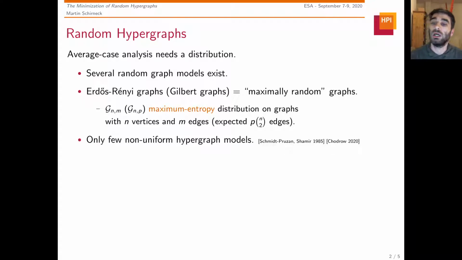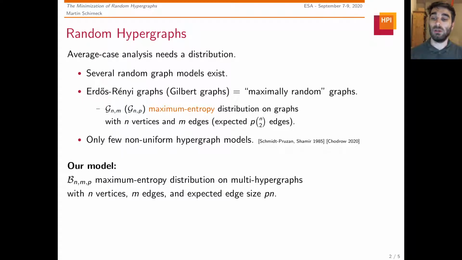Unfortunately though, there are only a few non-uniform hypergraph extensions known. We need non-uniformity in the sense that different edges may have different numbers of vertices, because otherwise inclusion cannot happen. So uniform hypergraphs are not interesting for us.